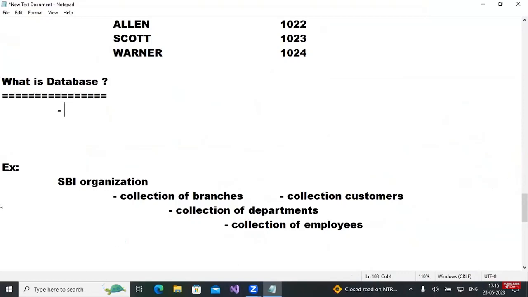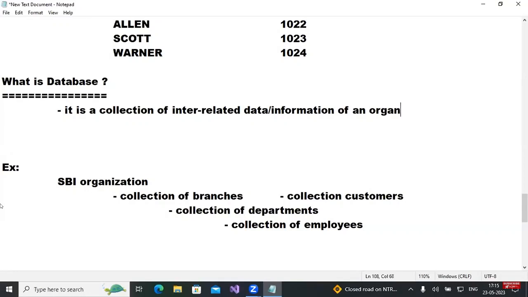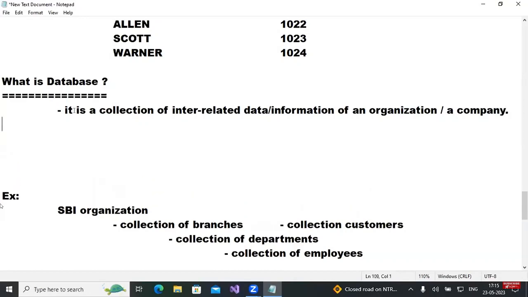Database. What is a database? A database is a collection of interrelated data or information of an organization or of a company. Organization or company. Okay, now what is interrelated?